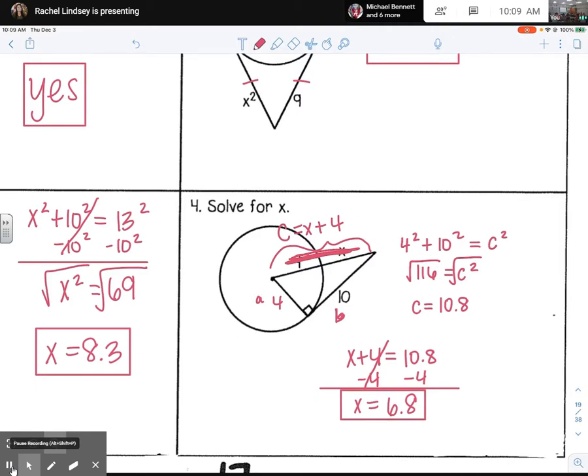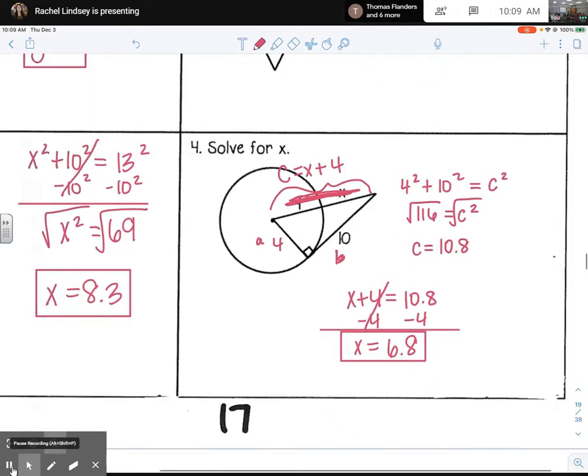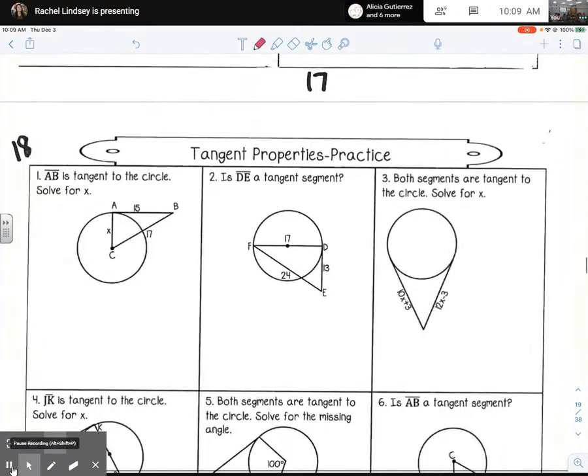I got 10.2. Okay, so I'm going to do a few of these on the next page.